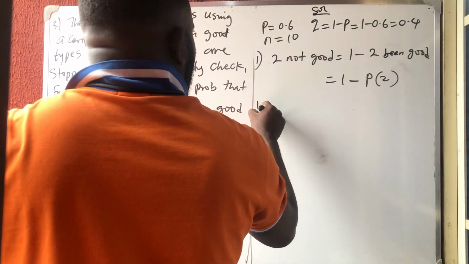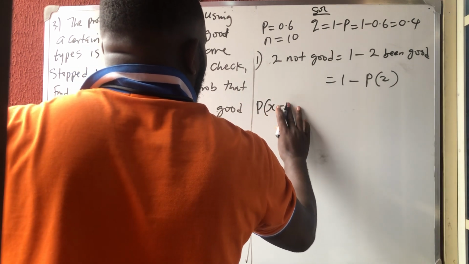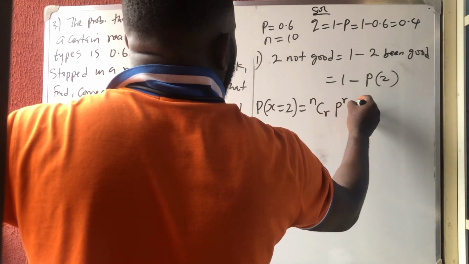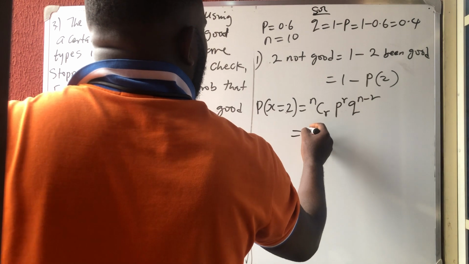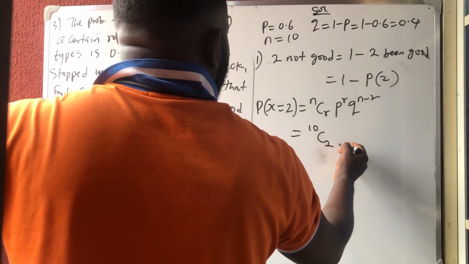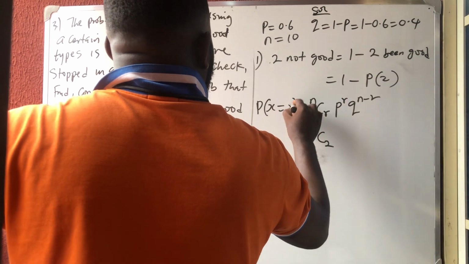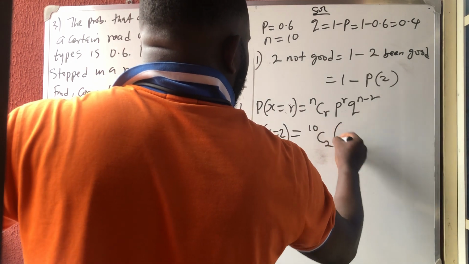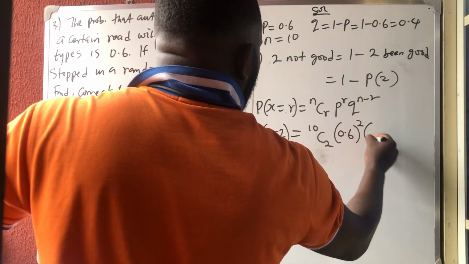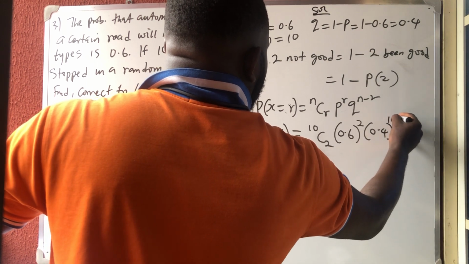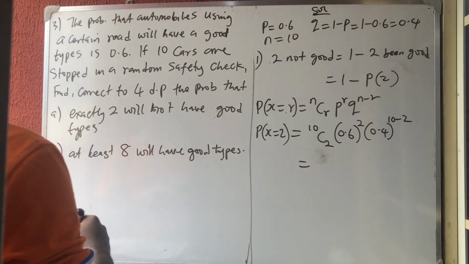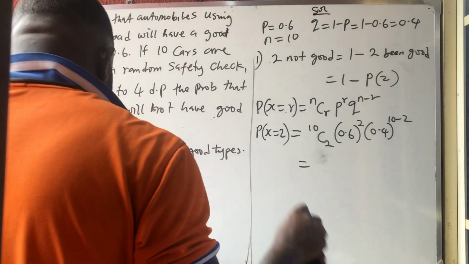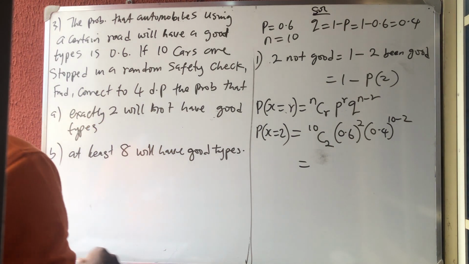So to get the probability of X being equal to 2, it will be N combination R, P raised to power R, Q raised to power N minus R. Very simple. N is 10, combination 2. Then 0.6 raised to power 2, then 0.4 raised to power 10 minus 2. Sorry, I swapped it, it's supposed to be N minus R. Okay, yes, it's correct.